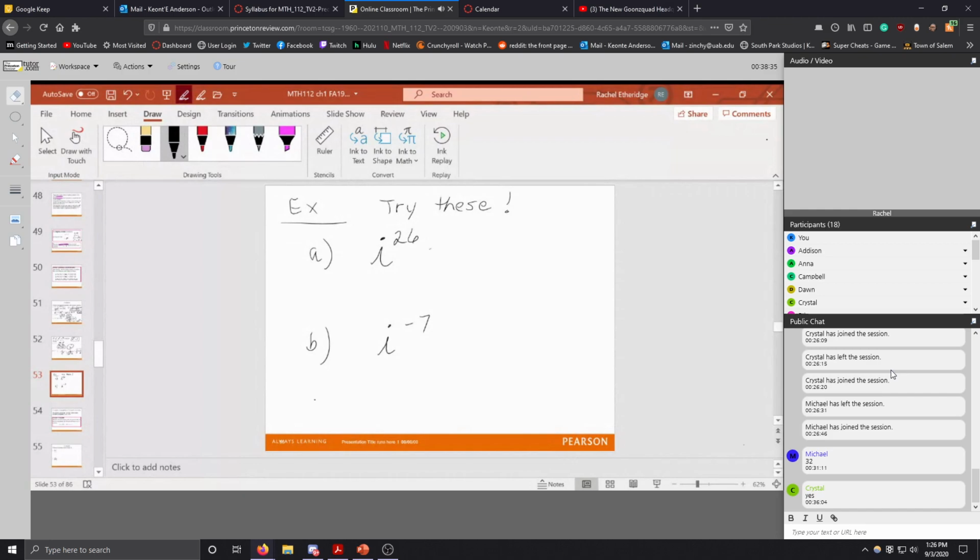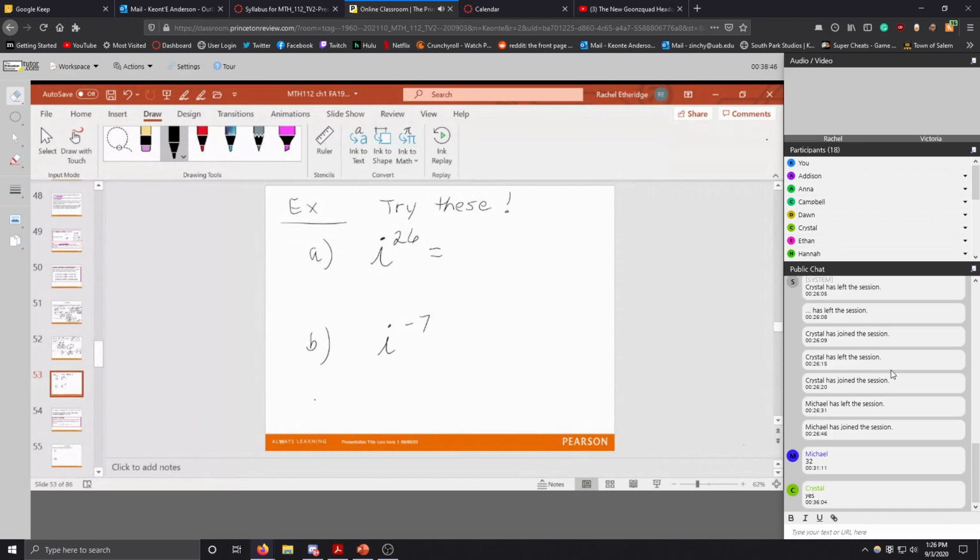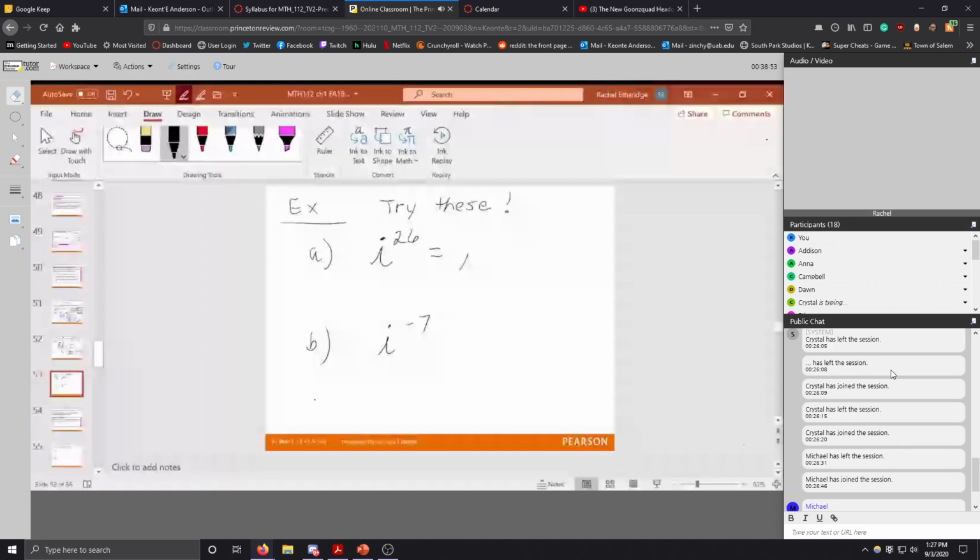All right. Hopefully everybody's got these, or at least tried to do these. So i to the 26th. What number lower than 26 is divisible by 4? 24. Yes. So that means I'm going to have i squared left. 24 plus 2, add exponents, you get 26. Since the exponent is divisible by 4, that part is automatically going to be 1, and i squared is -1. So that one simplifies to -1.